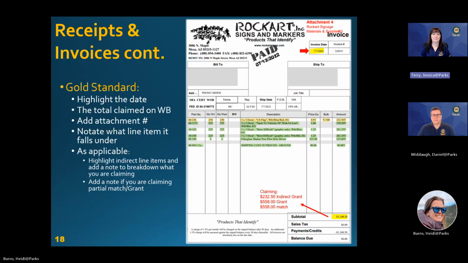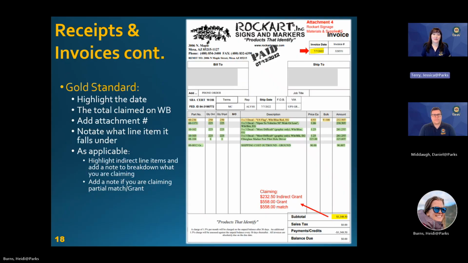Now, this example is what we consider a gold standard of an invoice, where the grantee added an attachment number in the top right. They pointed out what line items this purchase falls under, in this case, materials and supplies number 6. And they added a breakdown of the totals they're claiming on the workbook in red at the bottom near the total. In addition, the date and total are highlighted, which is always appreciated.